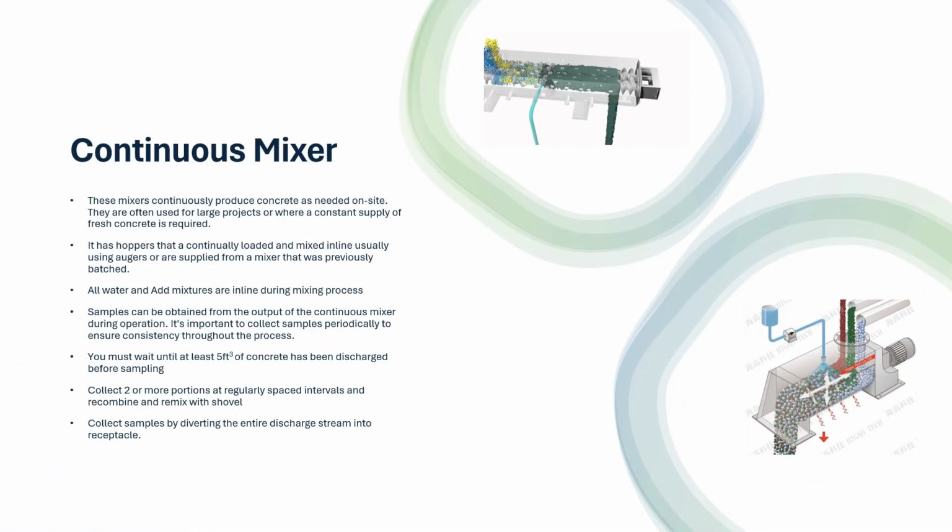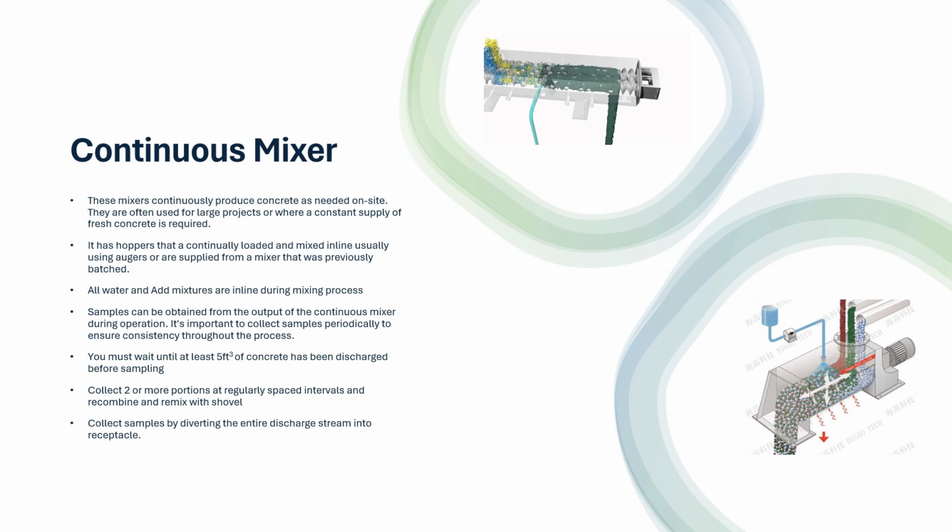Continuous mixer. These mixers continuously produce concrete as needed on site. They are often used for large projects or where a constant supply of fresh concrete is required. It has hoppers that are continuously loaded and mixed in line, usually using augers, or are supplied from a mixer that was previously batched. All water and admixtures are added in line during the mixing process.